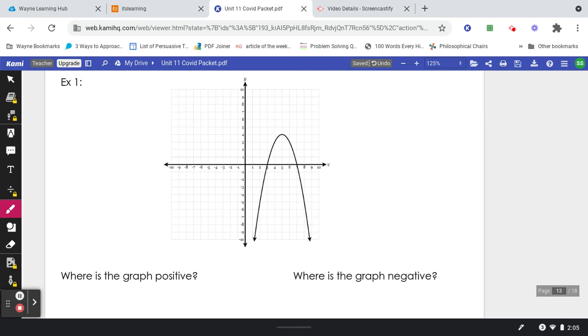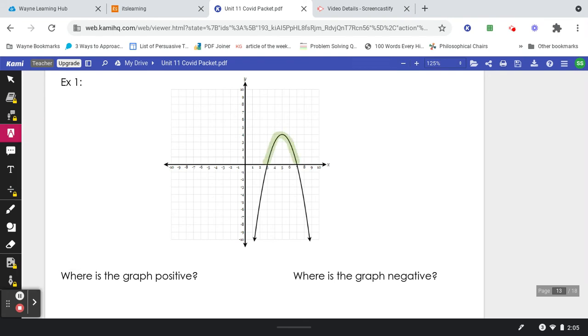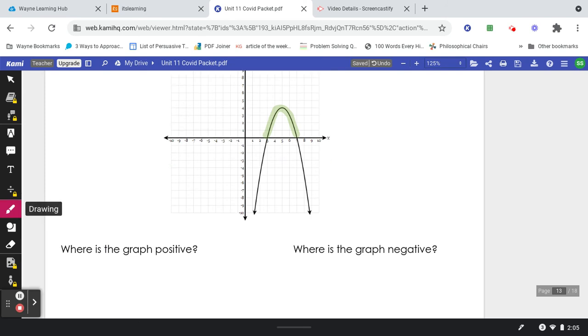First part says, where is the graph positive? So I'm going to mark my positive with this green color here. So positive is going to be this area right there. So that's going to be from 3 all the way until 7. And notice how we have that same notation with the less than x. We're going to do the same thing with those that we did with the increasing and decreasing.